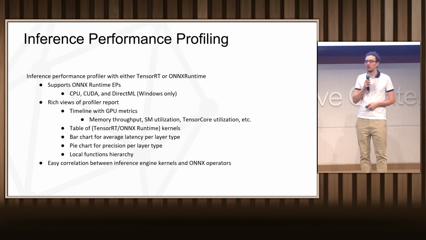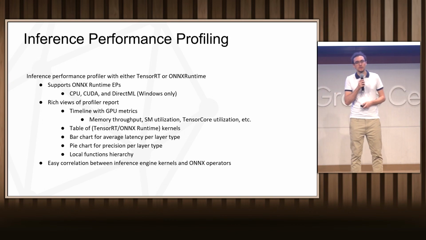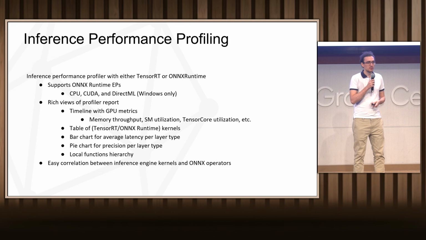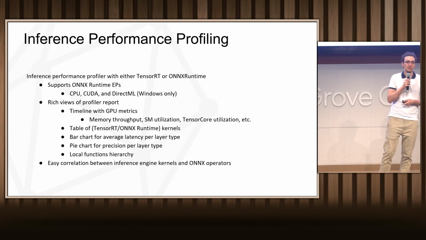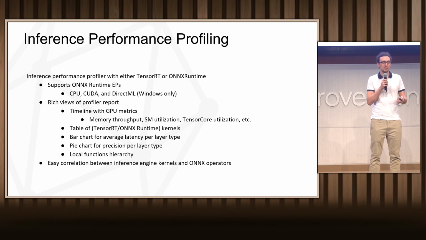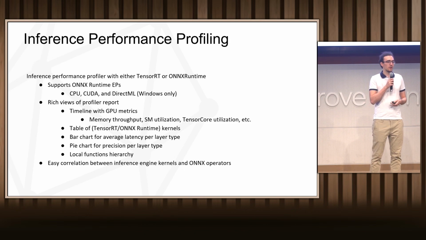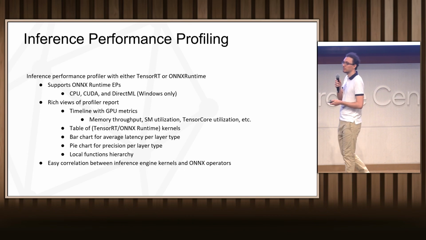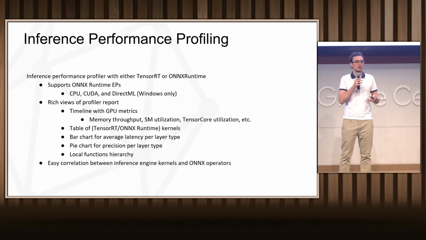Now some information on the inference performance profiler. DL Designer integrates two different backends, ONNX Runtime and TensorRT. On the ONNX Runtime side, we currently support three execution providers: CPU, CUDA, and DirectML. DirectML is currently only supported on the Windows platform. Whether you use ONNX Runtime or TensorRT, DL Designer will generate a profiler report. The profiler report will contain all the information necessary for the user to identify the bottleneck, and it will present all this information in a concise way.